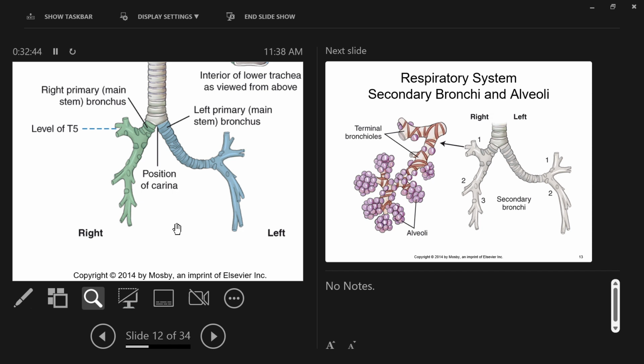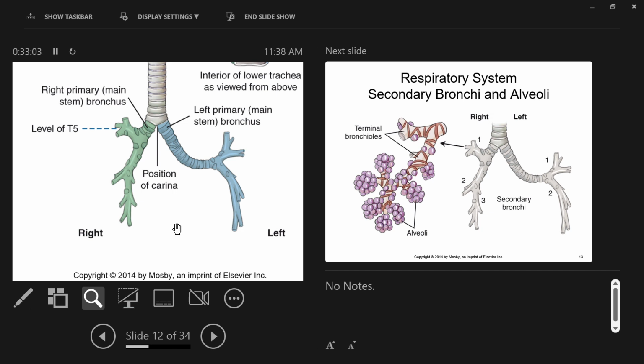This one, the right side, can't see that very well, but this one right there, that's it. That's all there is, okay? That is the right bronchus, okay? It splits right here, so that means it stops right there, okay? This is the primary bronchus on the right.